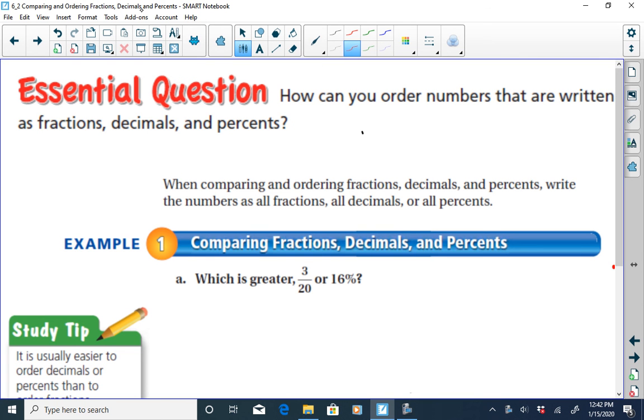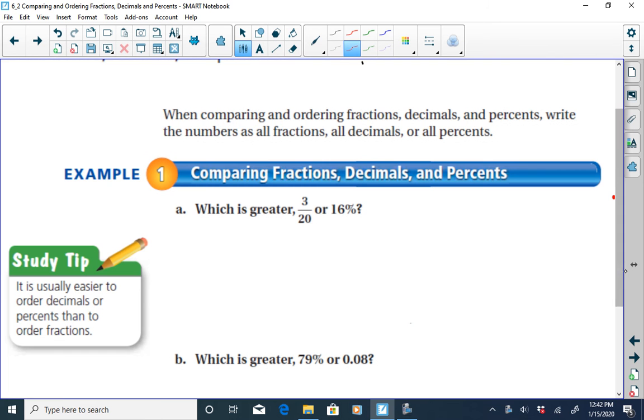Okay guys, our lesson today is to be able to order numbers that are written as fractions, decimals, and percents. All right. Our first example here, we want to be able to tell which is greater, 3/20ths or 16%. Now, the key here is to write each of these numbers in the same form, whether you choose to write them both as fractions, decimals, or percents.